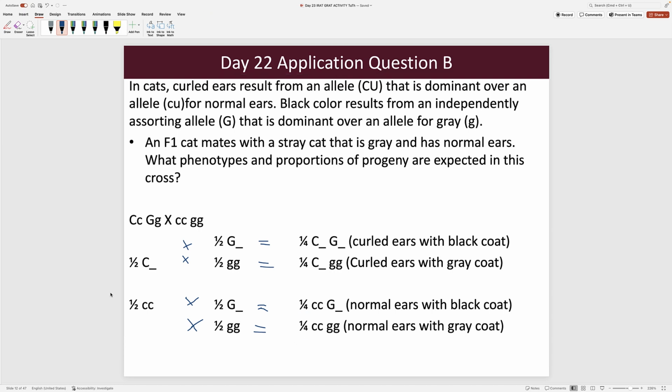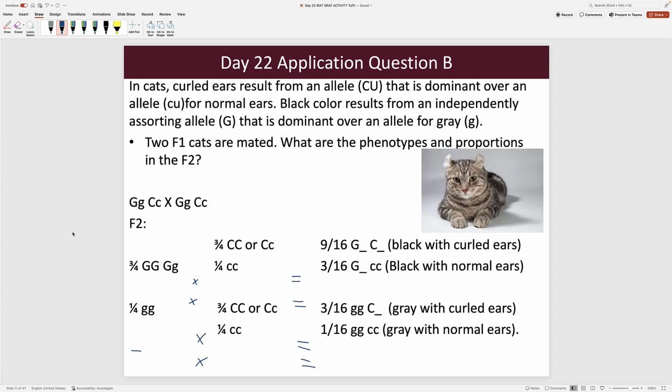Now I noticed when I did this one, I put the big C first, that is the gene that codes for ear shape, and the color of the fur second. On the previous problem, I did it reverse. I put coat color first and ear shape next. I didn't do that for any particular reason. It's just the way it worked out. But it doesn't really matter which one you do first or which one you do second.